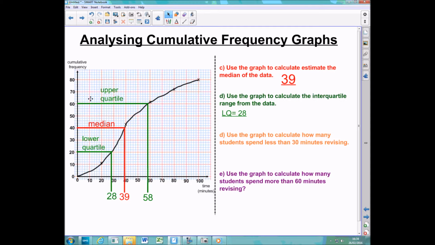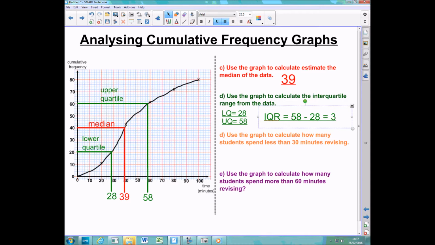Now the question's asking me to find the interquartile range of the data. Now that means I've got to find the range of these two numbers. Now if you remember, the range is where you have the biggest number and take away the smallest from it. Now I'm going to do exactly the same thing, and instead of the biggest number I'm going to use the upper quartile. So I'm going to do interquartile range, I'm going to say upper quartile, and I'm going to take away the lower quartile. And if you do that, you get an answer of 30. So 30 is my interquartile range.